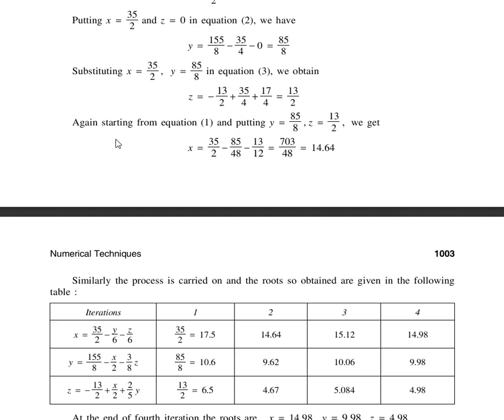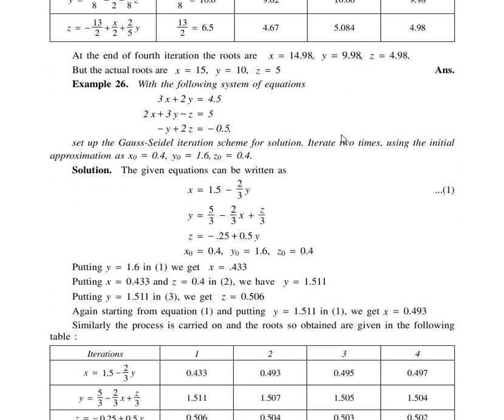Can you see exactly again, starting from equation 1, putting in y and z? Now we know our y and z. We are not assuming they are 0 anymore. We are using the answers we have from our first iteration, 88 over 8 and 13 over 2, as our y and z. That's what we are putting in our equation 1, and we are going to get 14.6, and we input it here. So I don't think there's anything else to learn.